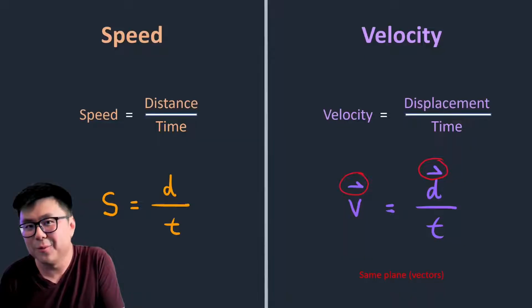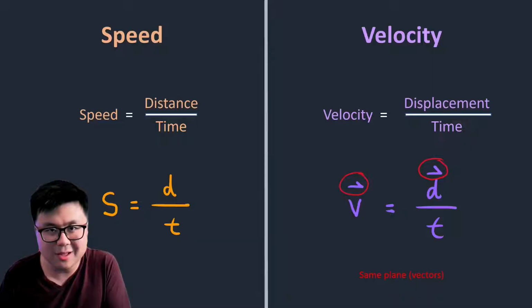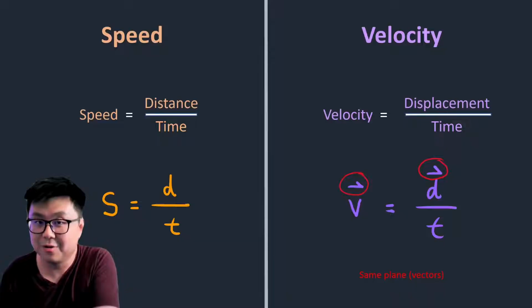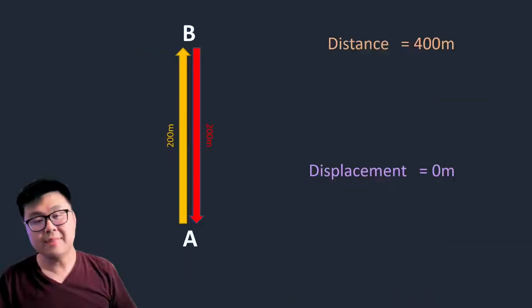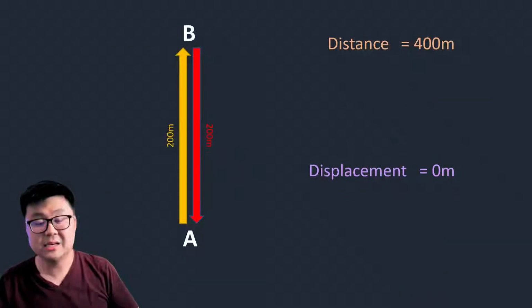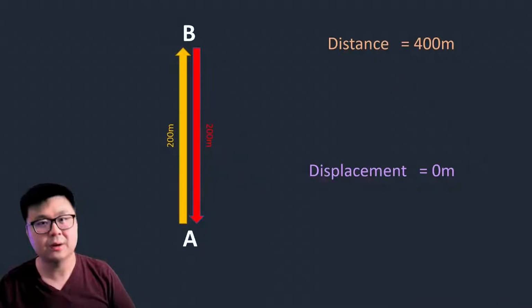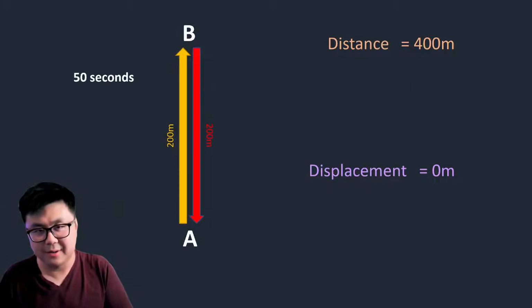So these arrows above the v and the d remind you that if you want to use a velocity or a displacement in this equation, they both have to be either in the horizontal plane or both in the vertical plane. Now that we know what speed and velocity are, let's see if we can figure that out in the previous 3 examples. Starting with the first example here, let's say this entire trip of going up to B and coming back down took 50 seconds. How would you calculate the speed?